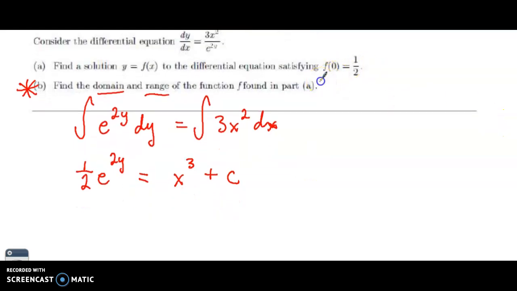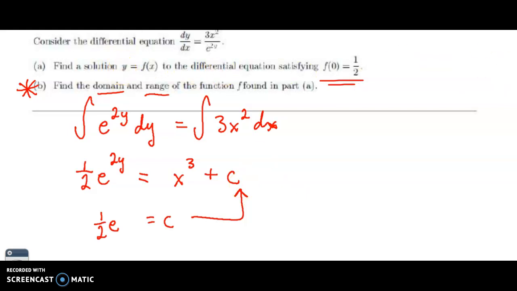Then from here, use the initial condition. So 0 for x, well 0 cubed is going to be 0. And then 1/2 in for y, well half of 2 would be 1. Well, you don't have to write e to the first power. So there's your fourth point. You already found what c is.